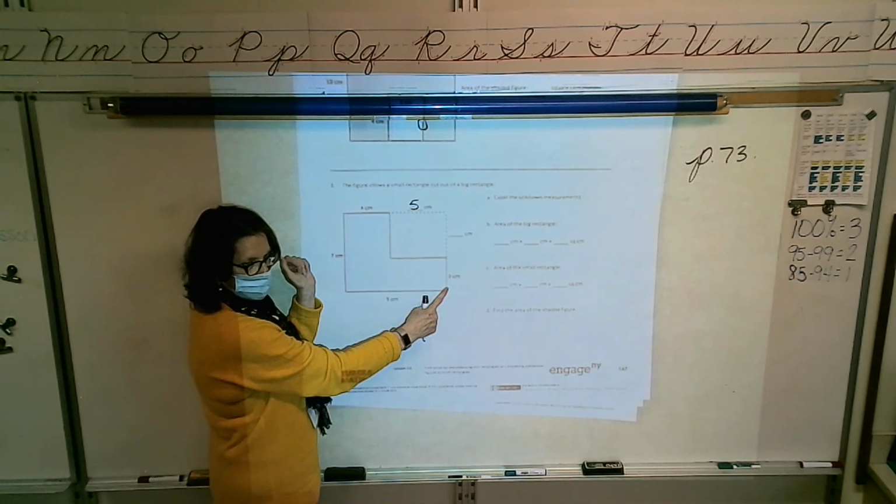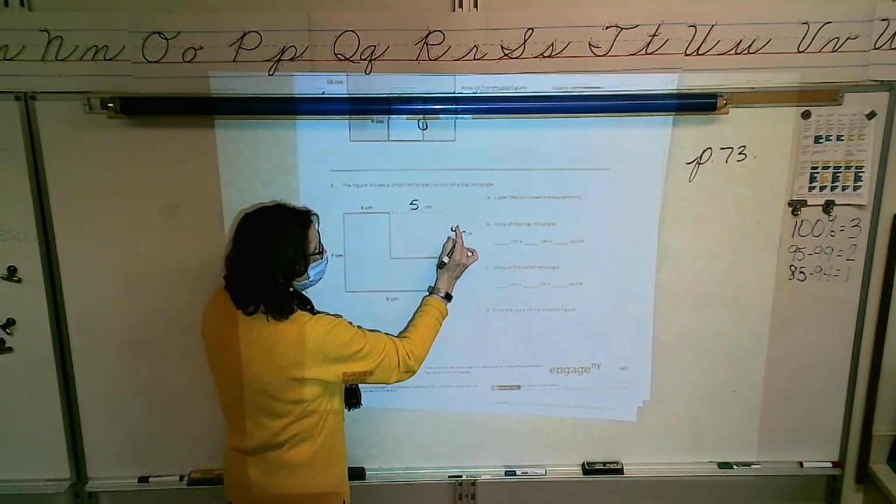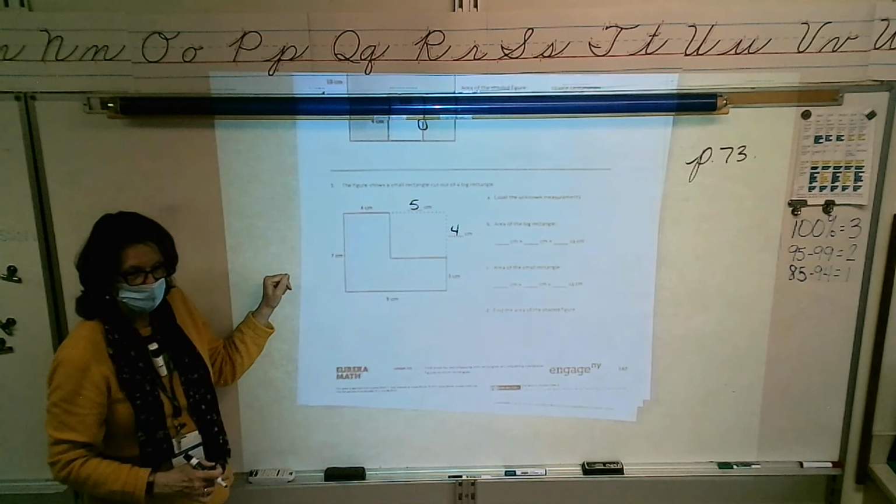So if this side is 7, everybody, this side has to be 7. So what do you ask yourself? What plus 3 equals 7, right? Or what is it? 4. Very good. 4 plus 3 equals 7. You see that? Okay, go ahead and label it.